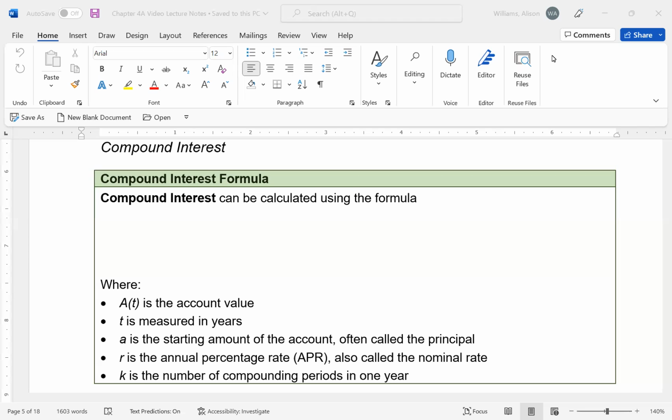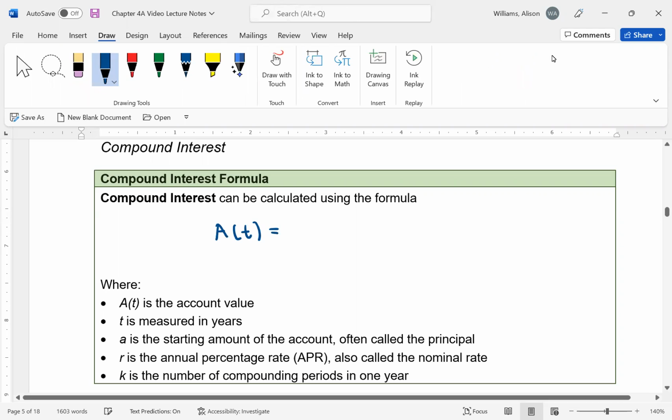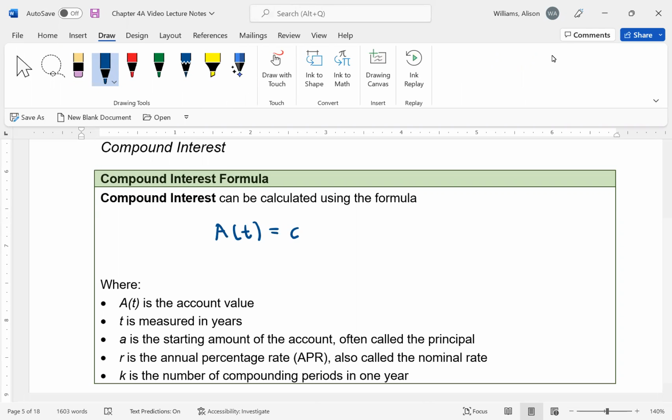In this video, we're going to talk about compound interest. Now, it's possible to develop the idea of compound interest without a formula, but let's go ahead and write the formula and then kind of talk about it. So if you wanted to calculate compound interest, the formula we will use, we'll call it A of t equals lowercase a times 1 plus r over k, all raised to the k times t. And each of these variables are defined below.